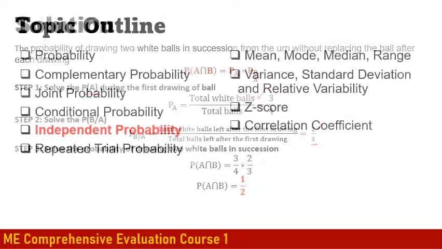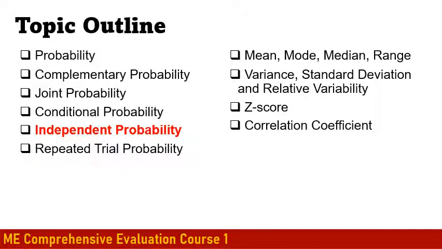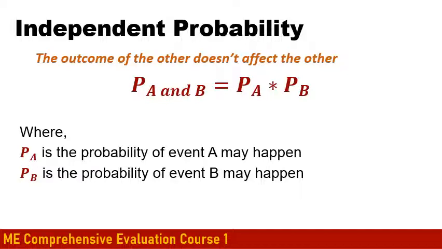Let's move forward to independent probability. This is the opposite of conditional probability, wherein it is a dependent probability because the second event is already dependent on the first event. For independent probability, the two events happening are not dependent on each other. So, our formula would be: the probability of events A and B happening is equal to the probability of event A happening times the probability of event B happening.